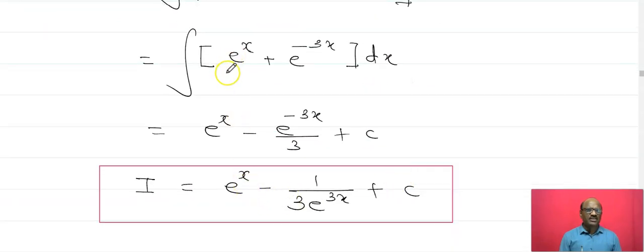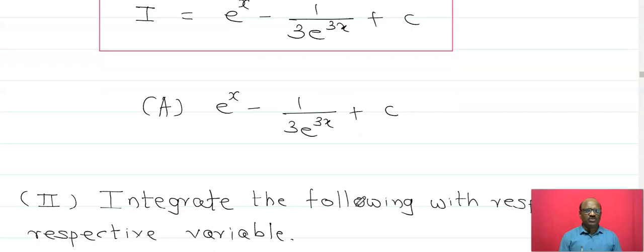Now see this. What about the integral of e raised to x? The integral of e raised to x is e raised to x, and the integral of e raised to minus 3x is e raised to minus 3x upon the derivative of minus 3x, which is minus 3. Therefore I is equal to e raised to x minus 1 upon 3 e raised to 3x plus c, and hence option A is the correct one.